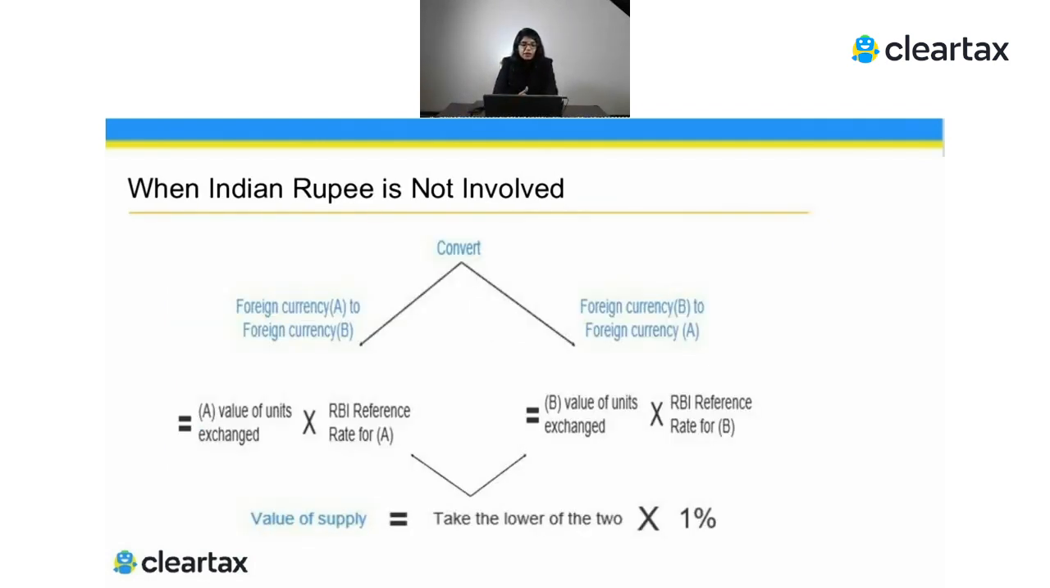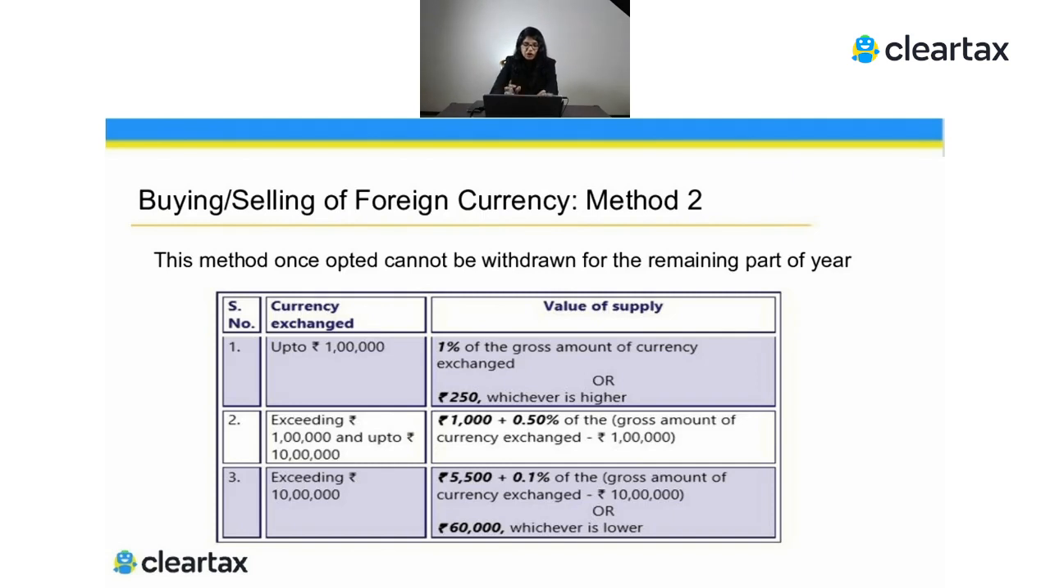Now the other case is when the Indian rupee is not there. If the Indian rupee is not there, what do you have to do? First you have to convert this foreign currency into Indian rupees. After you do that, whichever is higher, just take 1% of that. That is how you make sure that this is the transaction value.